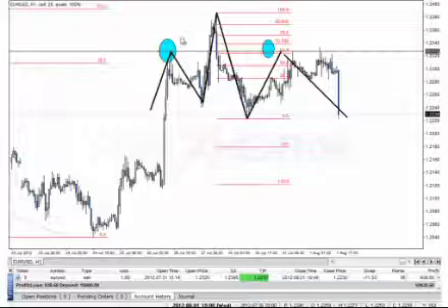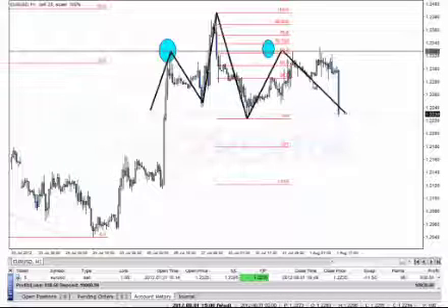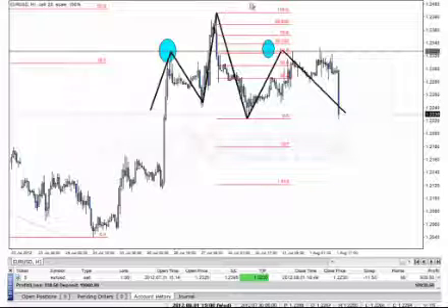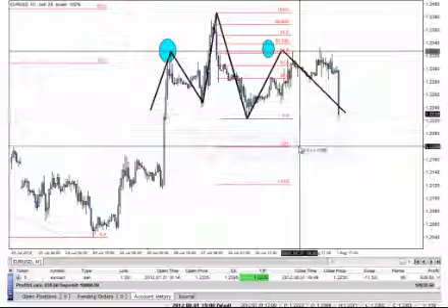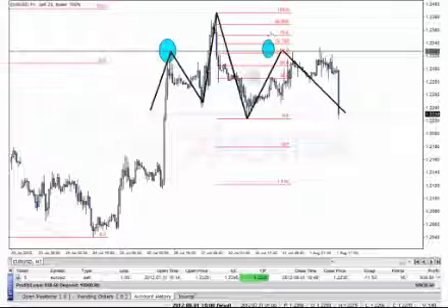So there's the pattern: left shoulder, head, right shoulder. And we're looking to play the right shoulder on a limit order. Stops above the high. This is the way I like to trade it. Targets, like I said, old lows or the extensions. Old lows are very reliable, especially with these patterns.